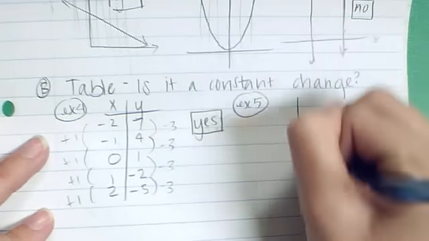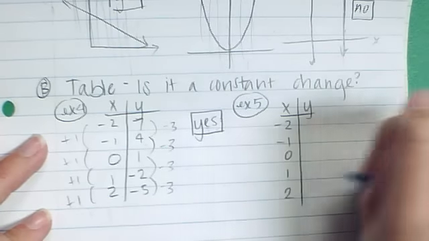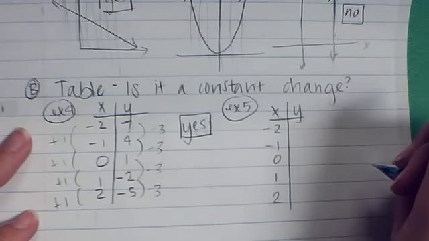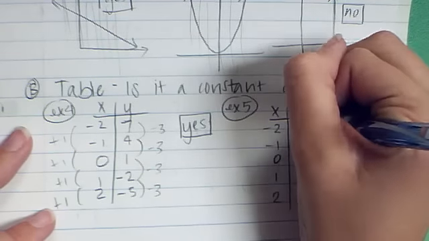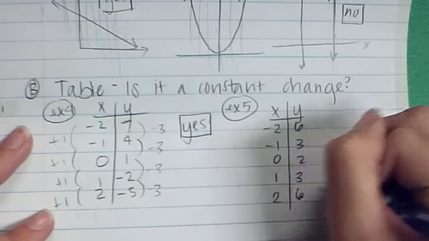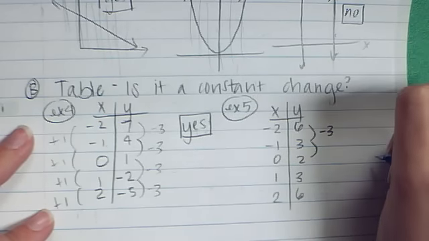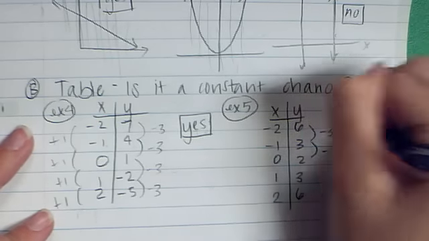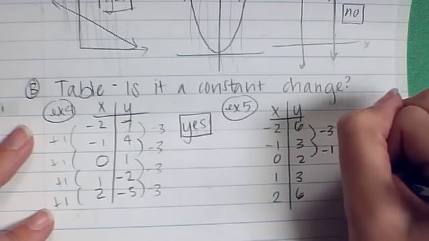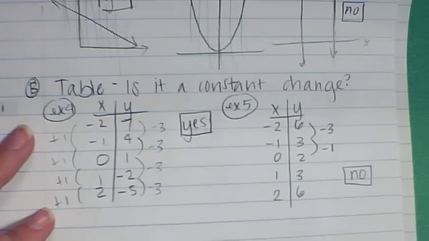Let's look at another example. I'm going to make my x's the same as before, -2, -1, 0, 1, and 2. So I know each of those goes up by 1. Now, looking at my y column, I'm going to make those 6, 3, 2, 3, 6. If I evaluate the change there, between 6 and 3, I subtract 3. Between 3 and 2, I subtract 1. Since that change is not constant, I don't need to go on, but I know my answer is no. That one is not a linear function.